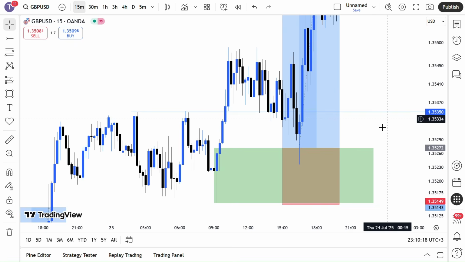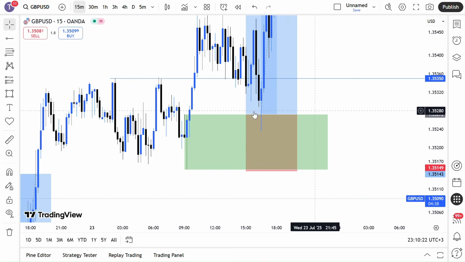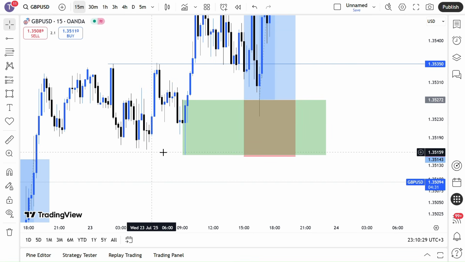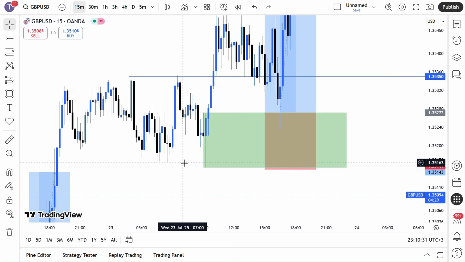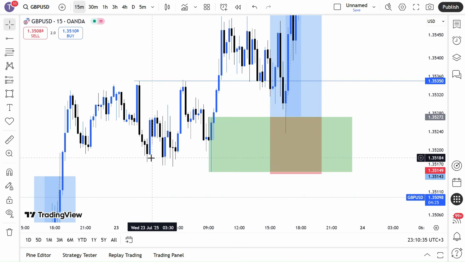After seeing the market sweep the liquidity, the market reacted very well and came back down to sweep the sell side, the buy side liquidity from this low. So let me also mark the low.